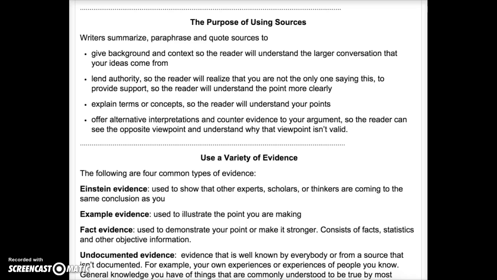Why are we using sources? Here are 4 different reasons. So first of all, you can summarize, paraphrase, and quote from different sources. These are all skills we've practiced to give background and context so the reader will understand the larger conversation that your ideas relate to. You can also use evidence to lend authority so the reader will realize you're not the only one saying this. So the more support you have from other people or other sources, then this will help the reader understand the point more clearly.